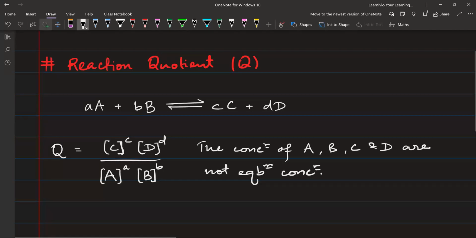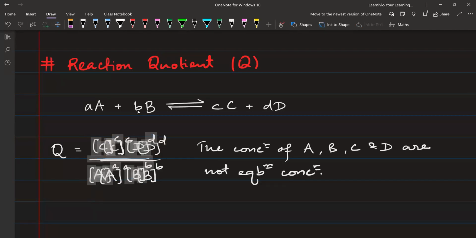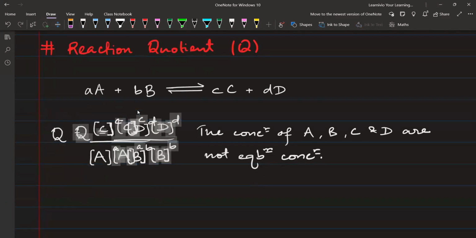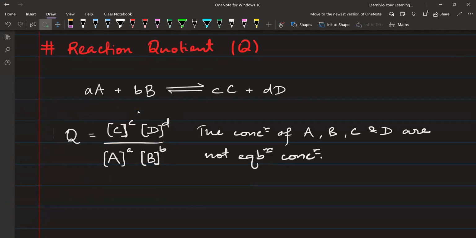If I take the ratio of the concentration of product upon reactant, then that ratio is known as the reaction quotient. If I write the same thing, the concentration of product upon reactant, but I take the concentrations at equilibrium, I will get the equilibrium constant and not the reaction quotient. Does this make sense? Yes or no? Please tell me. Just keep this in mind.